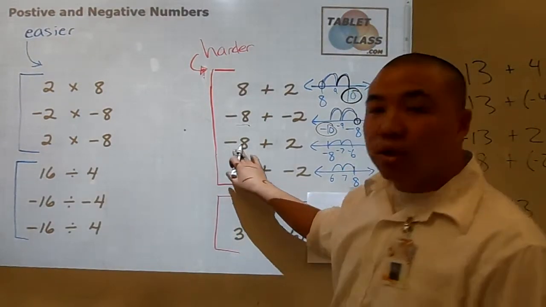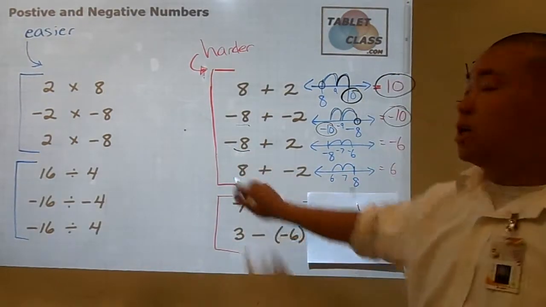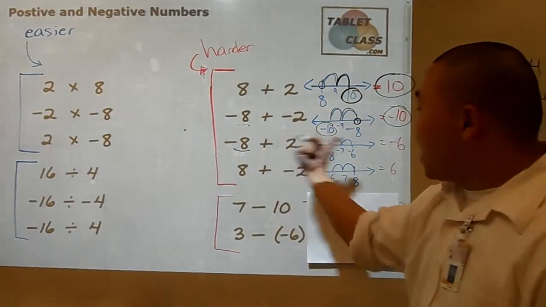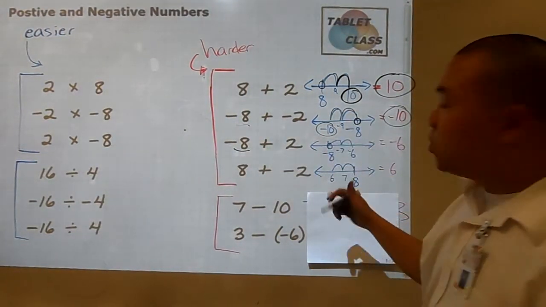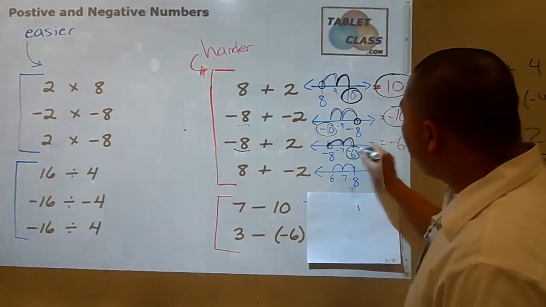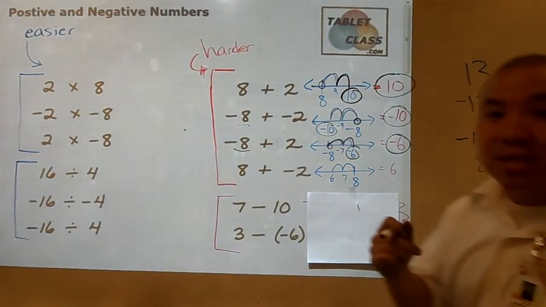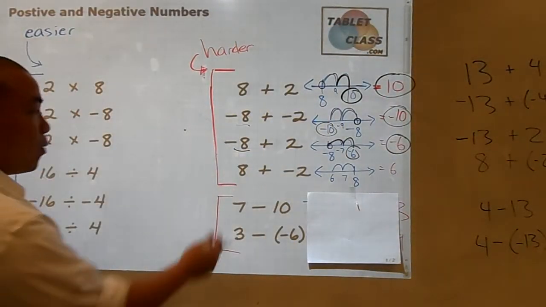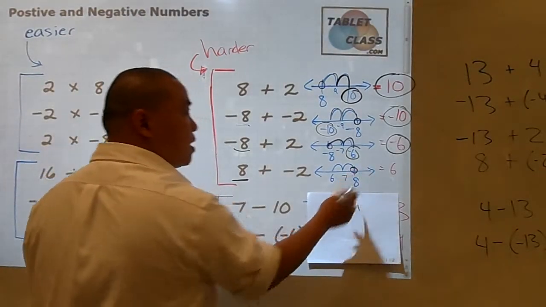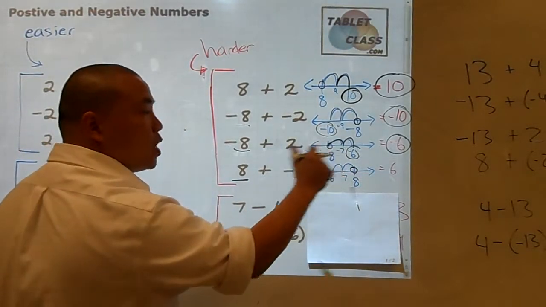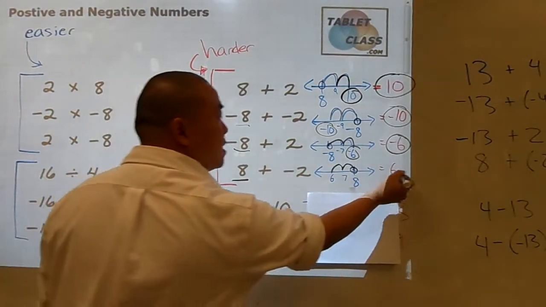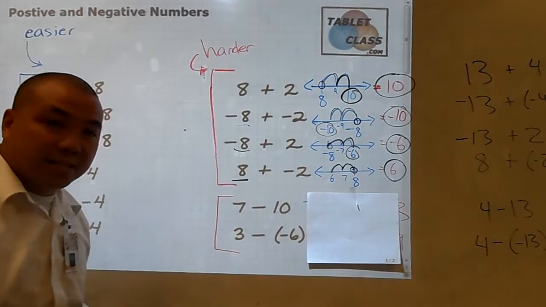Okay? Again, we're going to start with the first number, and that's at -8. Then we're going to add 2. Adding positive goes to the right. So we're going to go twice. 1, 2. And that brings us to -6. Okay? And it works the same way with the last one. We start at 8. And then we add -2, which means we go to the left twice. 1, 2. And that ends at 6.